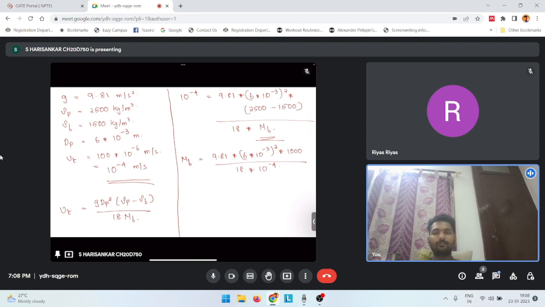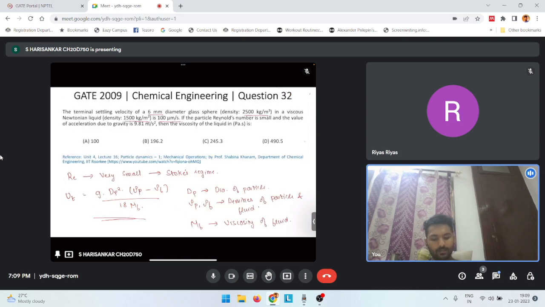This is just a simple mathematical operation, multiplication and division. If we do this, we'll get the viscosity mu f equal to 196.2 Pascal second. So in the options, this is given by option B. So option B, 196.2 Pascal second, is the right answer.